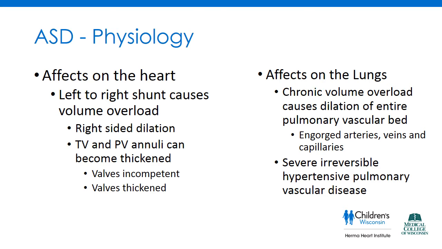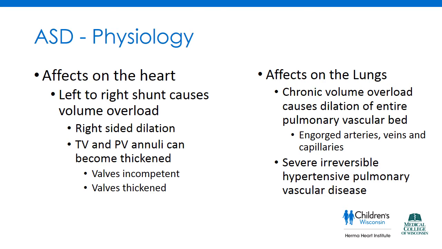The physiology of atrial septal defects is kind of twofold. The effects on the heart: this left to right shunt causes volume overload, and different from the VSD, it causes right-sided dilation because all that volume is now coming over from the left atrium to the right atrium, and so the right side of the heart is dealing with that increased volume and subsequently causes a compensatory dilation. The tricuspid valve and pulmonary valve can be stretched and become thickened and subsequently incompetent.